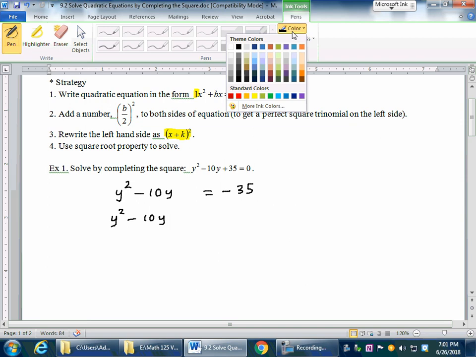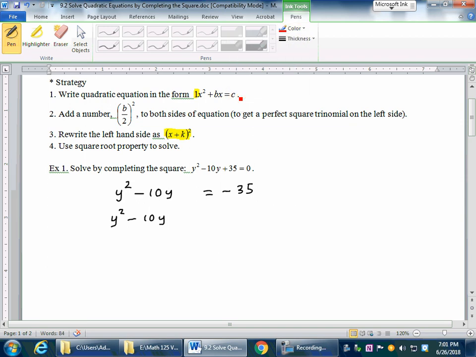So the number can be found by this formula. And I want you to write down step by step on this part, because I will point out an easy way to get the factor quickly. So b divided by 2 squared, that is basically negative 10 divided by 2 squared, which is negative 5 squared. That gives me 25. So now we know that the number we need to add to make a perfect square trinomial on the left-hand side is 25.